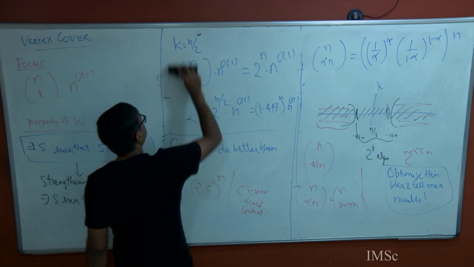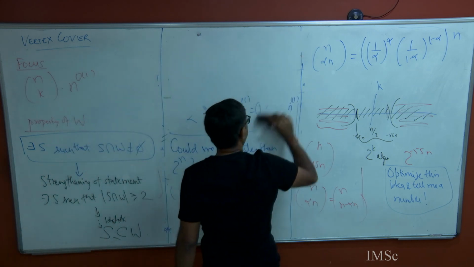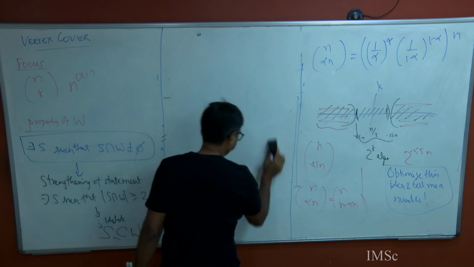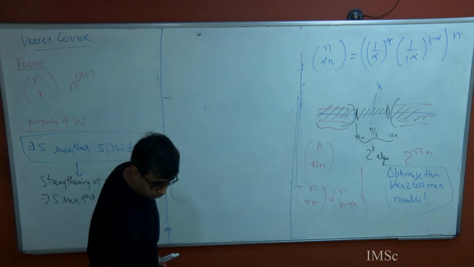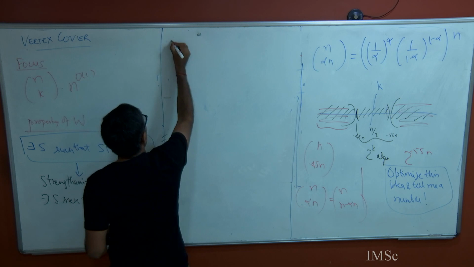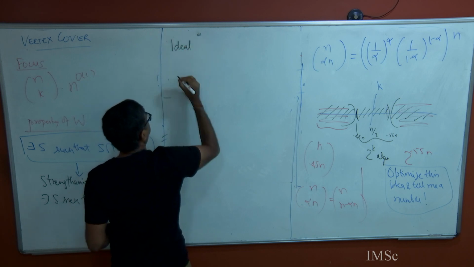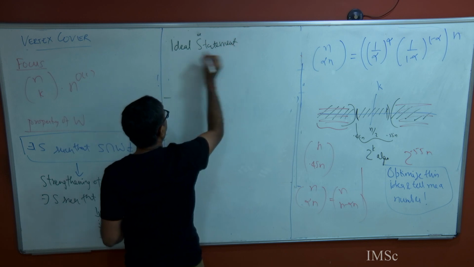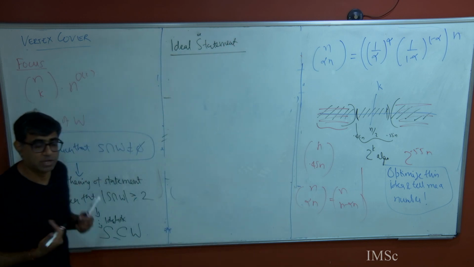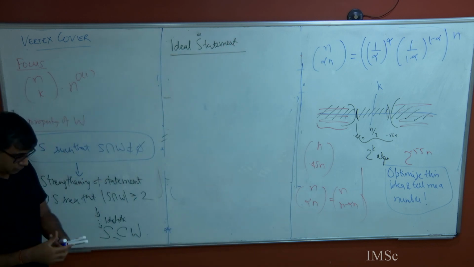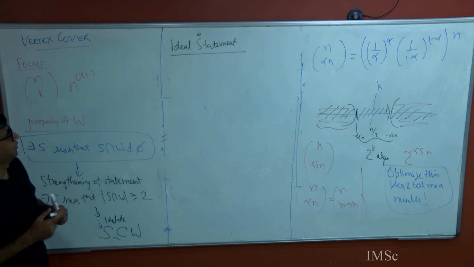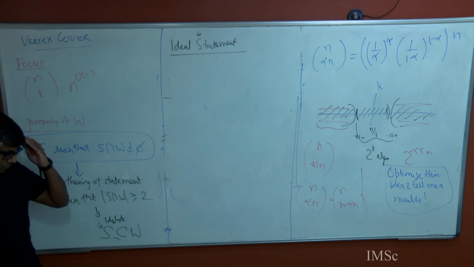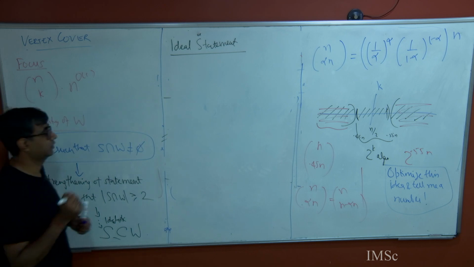So, what is my ideal world? Let us see. Here is my ideal statement, and then we will see what the ideal statement would imply. I want to just take polynomial time for now.